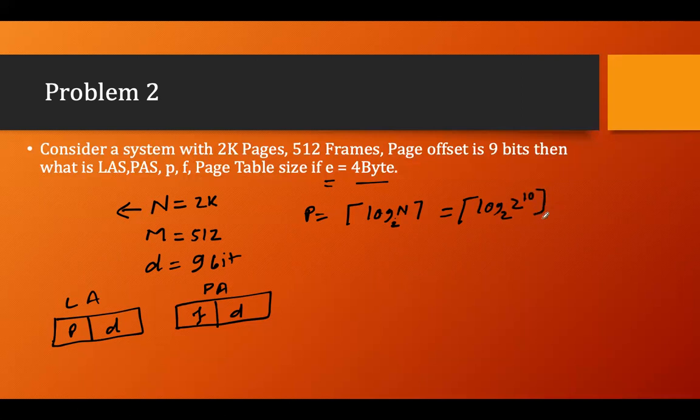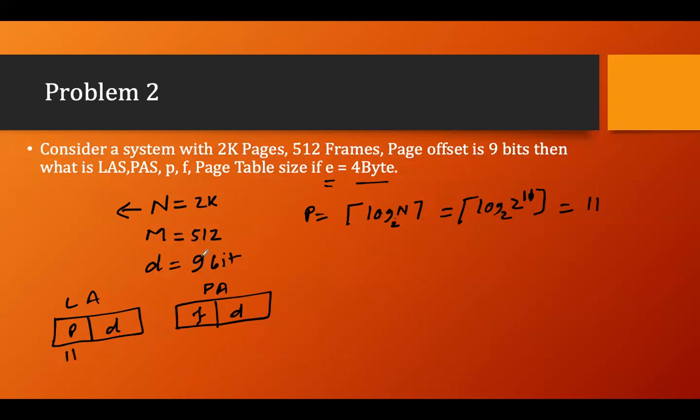So it will be, sorry, 2k, 2 to the power of 11. 1k will be 2 to the power of 10 because it is 2k. So it will be 2 to the power of 11. So it will be 11. P equal to 11. So here it will require 11 bits.